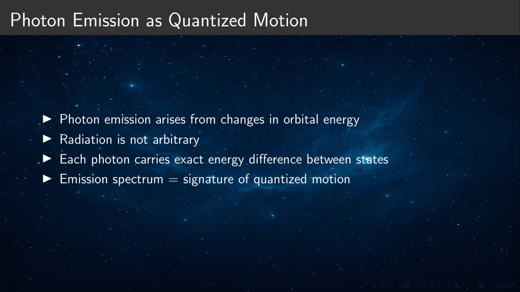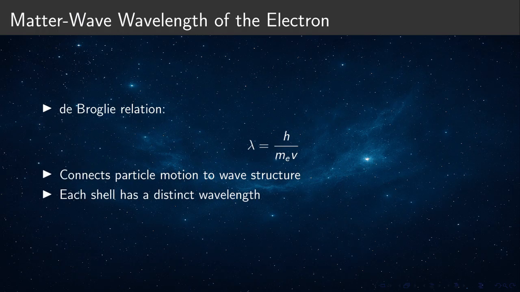In this interpretation, photon emission is not an independent process, but a direct consequence of changes in the electron's velocity, acceleration, and underlying wave state configuration. Thus, the light emitted by hydrogen is not arbitrary, but arises from precise differences between quantized dynamical states. Each photon carries the exact energy corresponding to the transition between two allowed electron configurations, making radiation the observable signature of quantized motion within the atom.